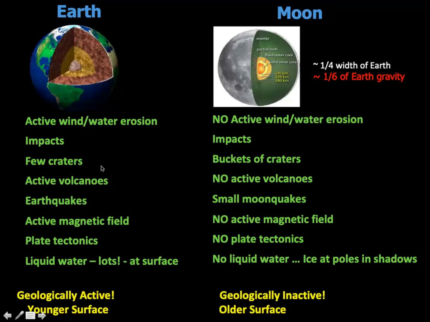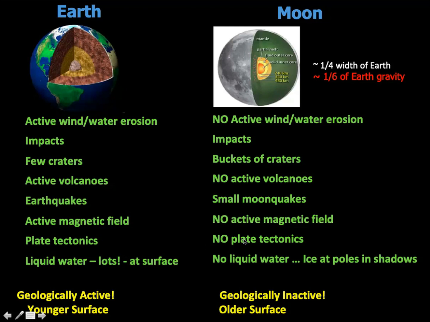Then we have earthquakes due to tectonic activities, and in the case of our Moon, we can have small moonquakes. Then there is an active magnetic field on Earth, and there is no active magnetic field on the Moon. Then plate tectonic processes were there on Earth, and it is still operating, but there are no plate tectonic processes on the Moon.